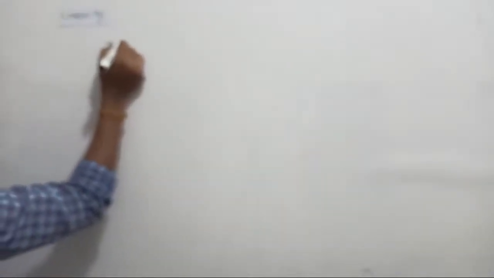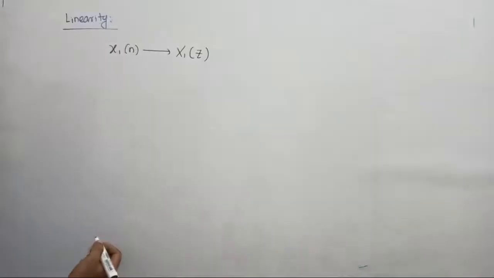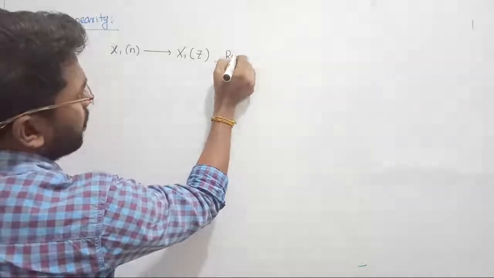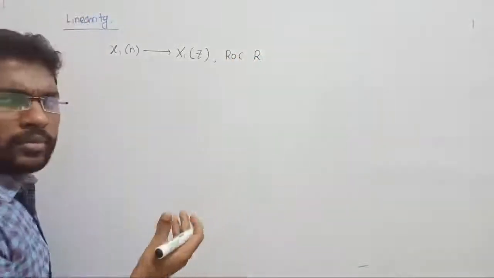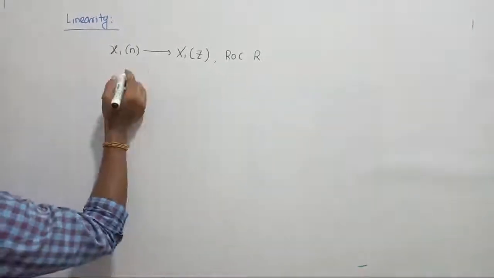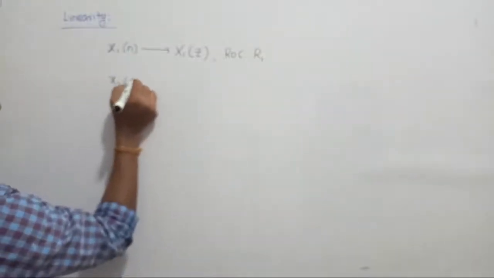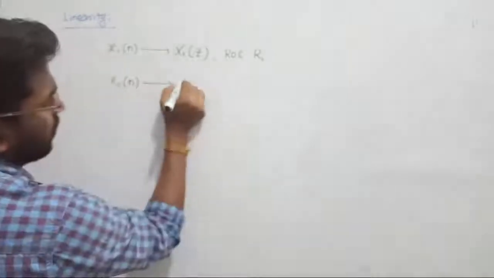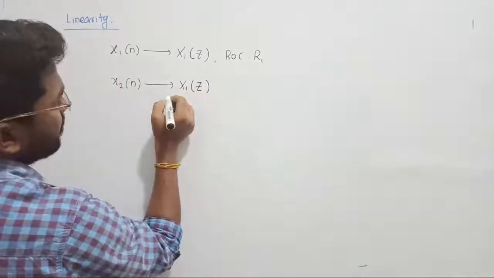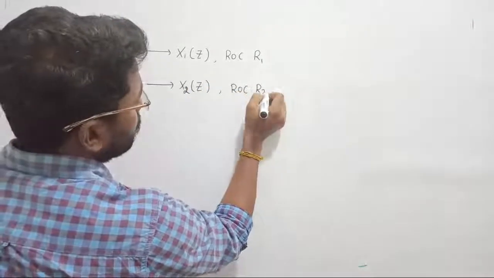According to linearity, suppose I have an input signal x1 of n, its corresponding Z transformation is X1 of z, and its ROC is some radius, let us call it R1. I have one more signal x2 of n, its Z transformation is X2 of z, and its corresponding region of convergence, let me define it as R2, some other values.